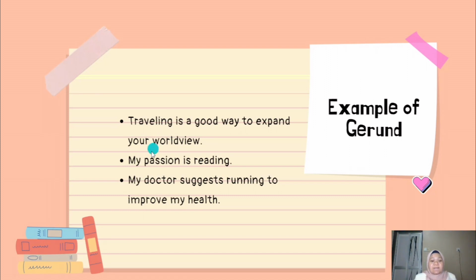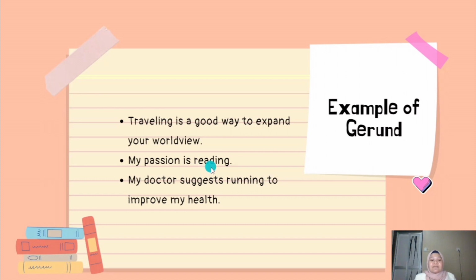Second, my passion is reading. See, the gerund becomes the object. So, her passion is reading. After the word is, you need to put -ing on the verb.